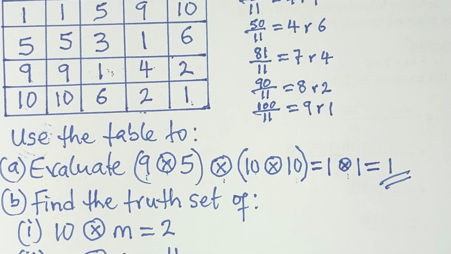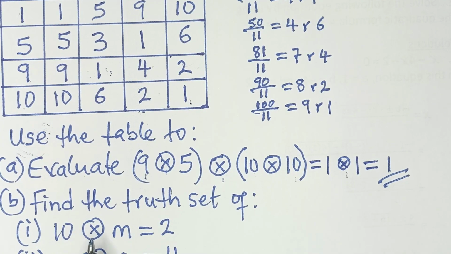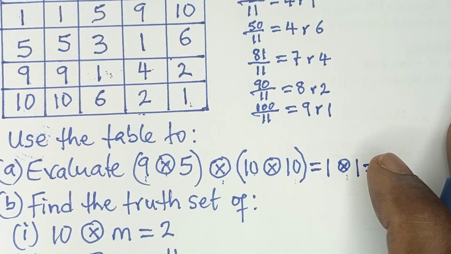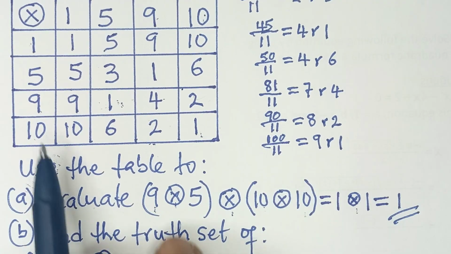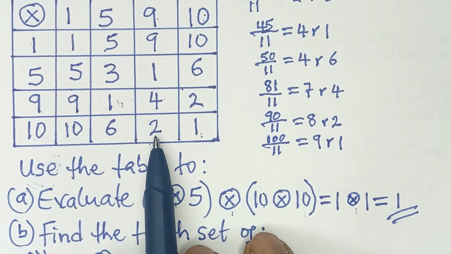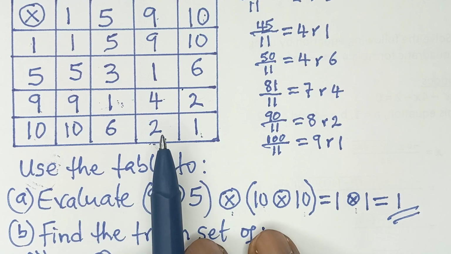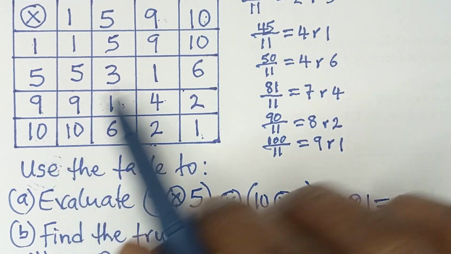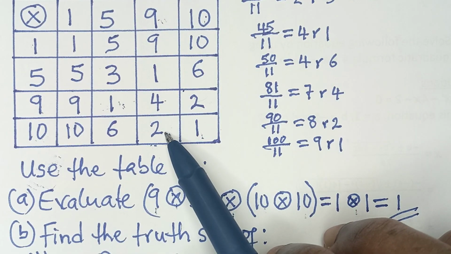The B part says find the value of m such that 10 multiplied by m is equal to 2. So what I'm going to do here is to look at the table and see what number we use to multiply 10 to give us 2. So 10 multiplied by what number gives us 2. If we look at this level of 10, we can see 2 here. So what did we multiply by to get this 2? It is 10 times 9. So it is 10 multiplied by 9 that gave us the value 2.